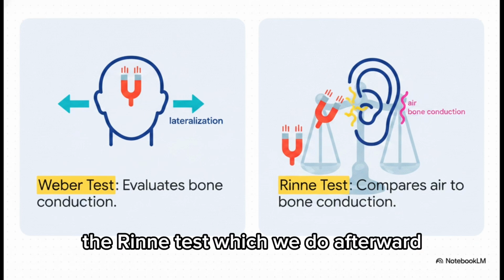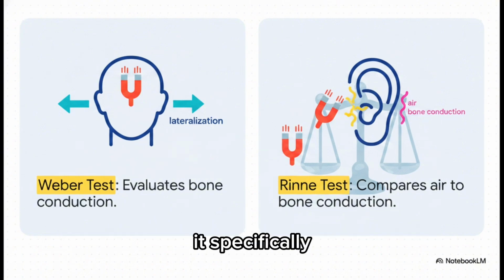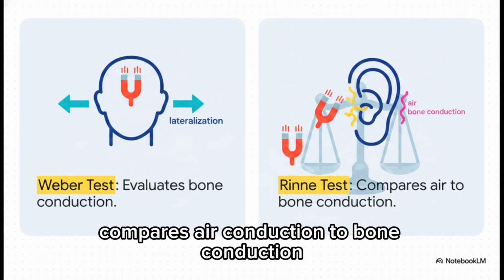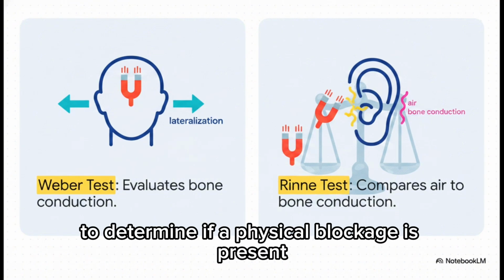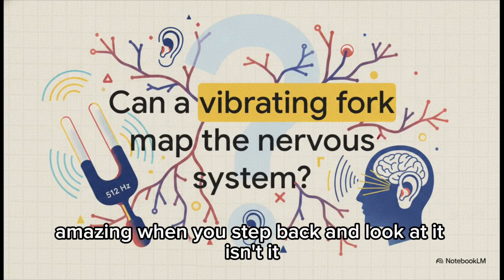The Rinne test, which we do afterward, is your tool for direct comparison within a single ear. It specifically compares air conduction to bone conduction to determine if a physical blockage is present. Put them together, and they form a remarkably complete diagnostic picture. It really is amazing when you step back and look at it, isn't it?